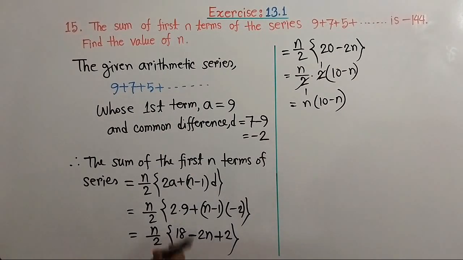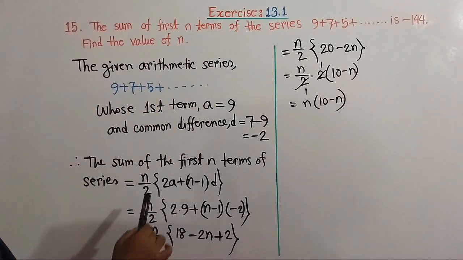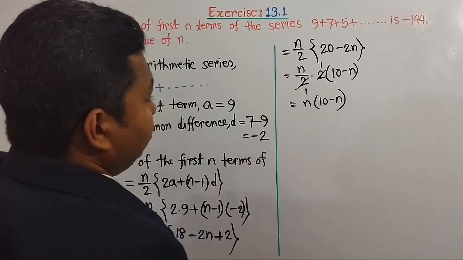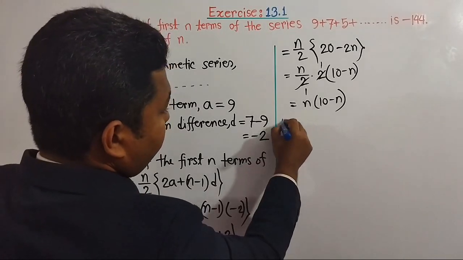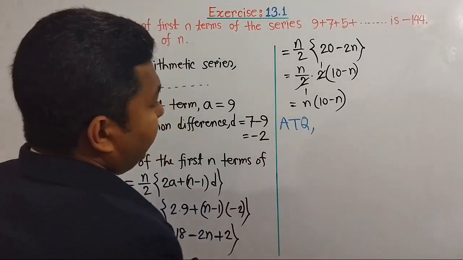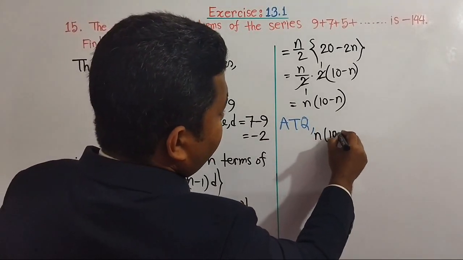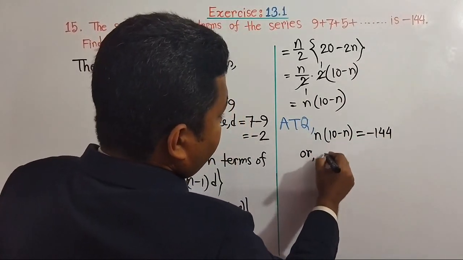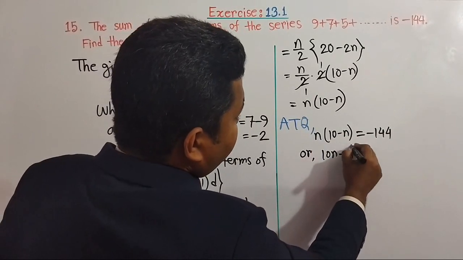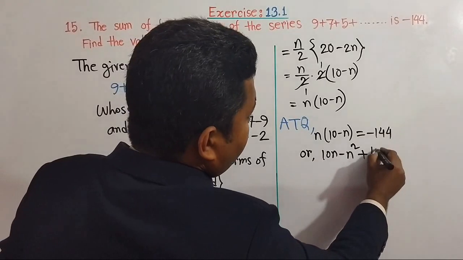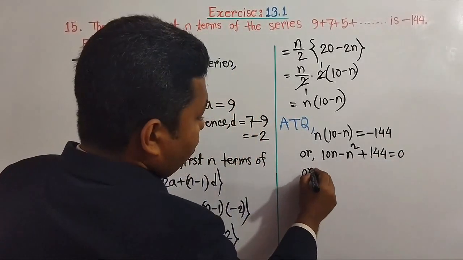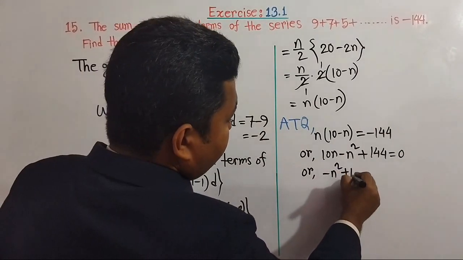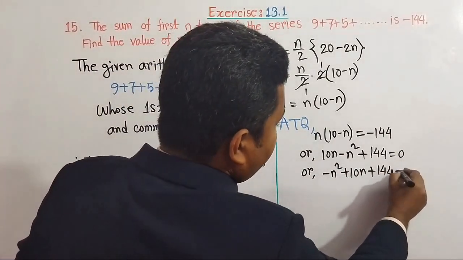Now here given the sum of the first n terms is minus 144, and by using formula we get the sum of first n terms is n into 10 minus n. So according to the question we can write n into 10 minus n equal to minus 144, or here 10n minus n square plus 144 equal to 0, or minus n square plus 10n plus 144 equal to 0.